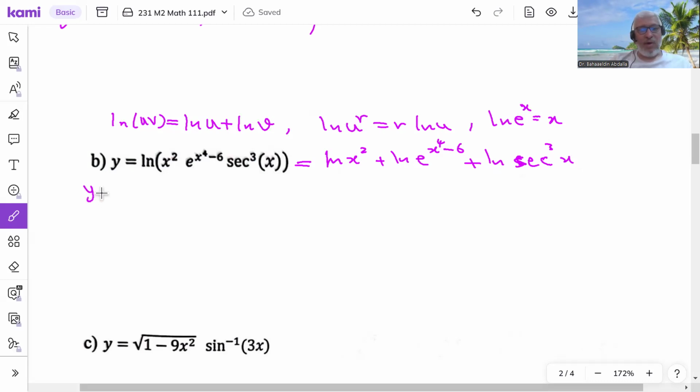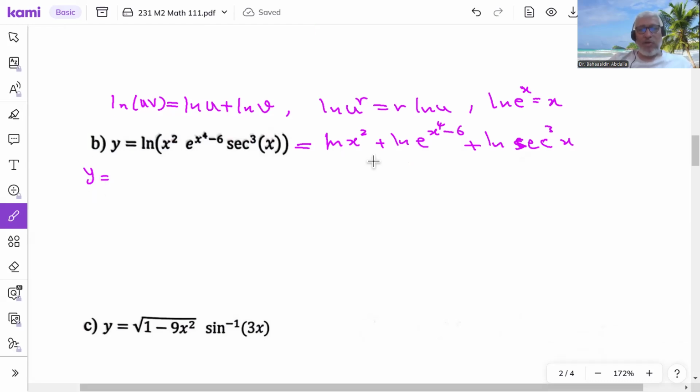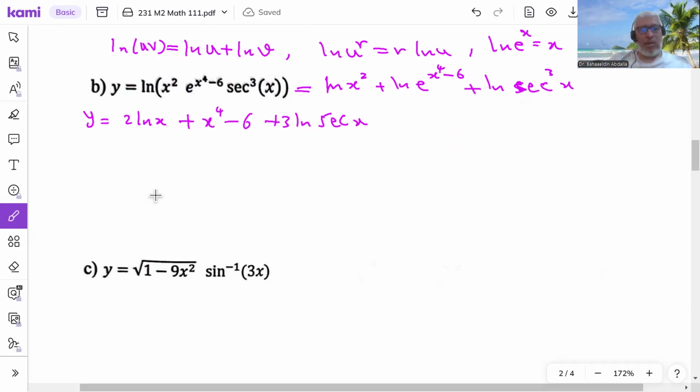So I will write y again. I haven't taken the derivative yet, I'm just simplifying y. So this 2, I'll bring it outside, so it would be 2 ln x. And ln and e cancel each other, so I have x to the power 4 minus 6. And I have 3 here. 3 is a power of secant, so I can bring it outside using this property. So it would be 3 ln secant x. And now y is written in a very easy way, so y prime will be easier.